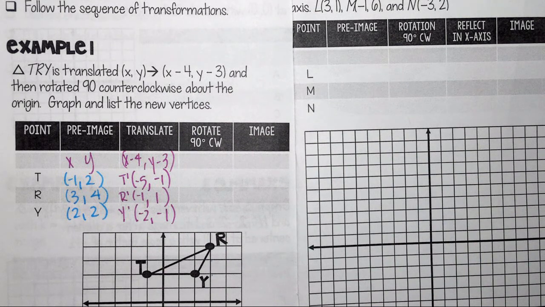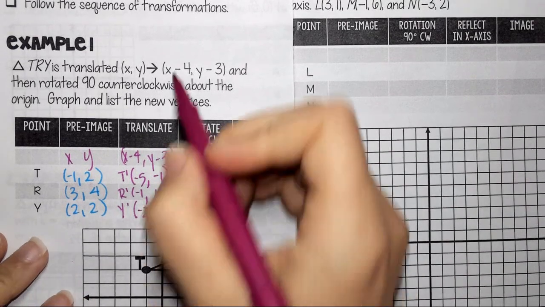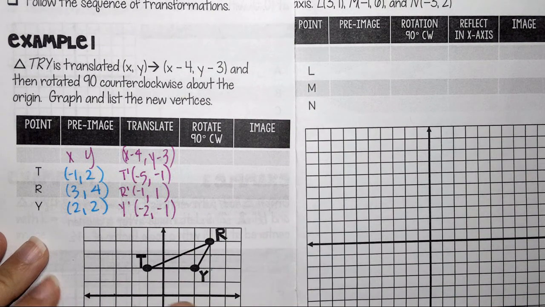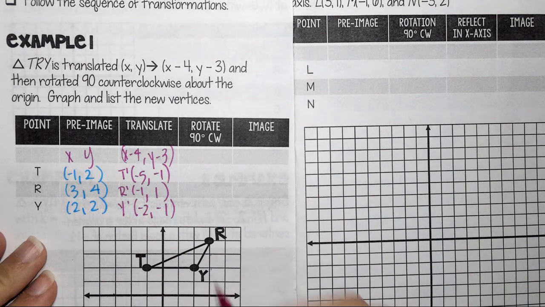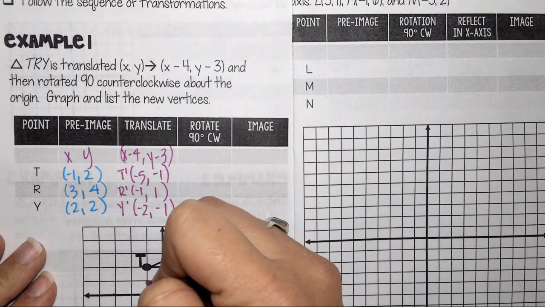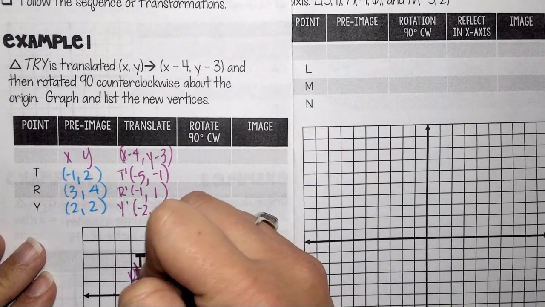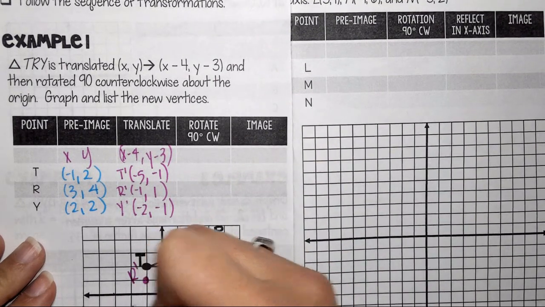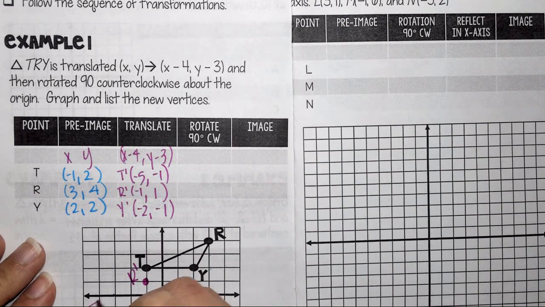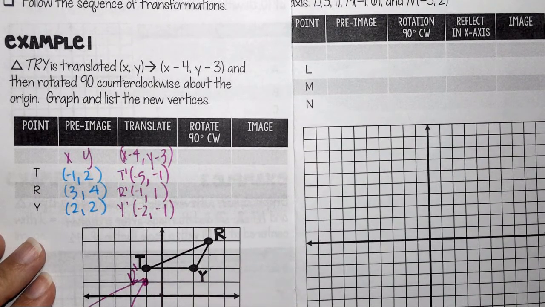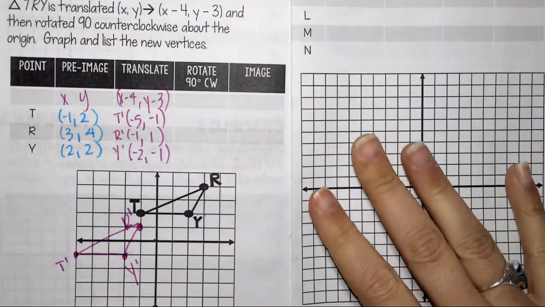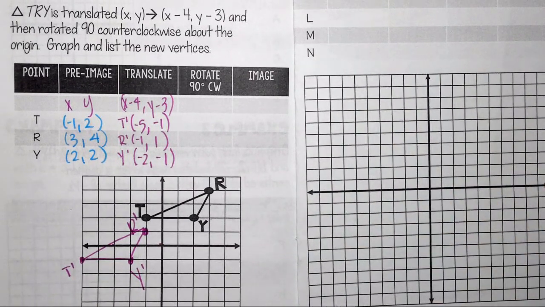Alright, so now I'm going to graph this. So for T, remember we're going left 4, down 3. So I'm going to go left from the origin, 1, 2, 3, 4, 5, down 1. This is T prime, that's that coordinate. R prime is left 1, up 1. And Y prime is left 2, down 1. So that's our translated image. Oops, sorry. And now we're not done.